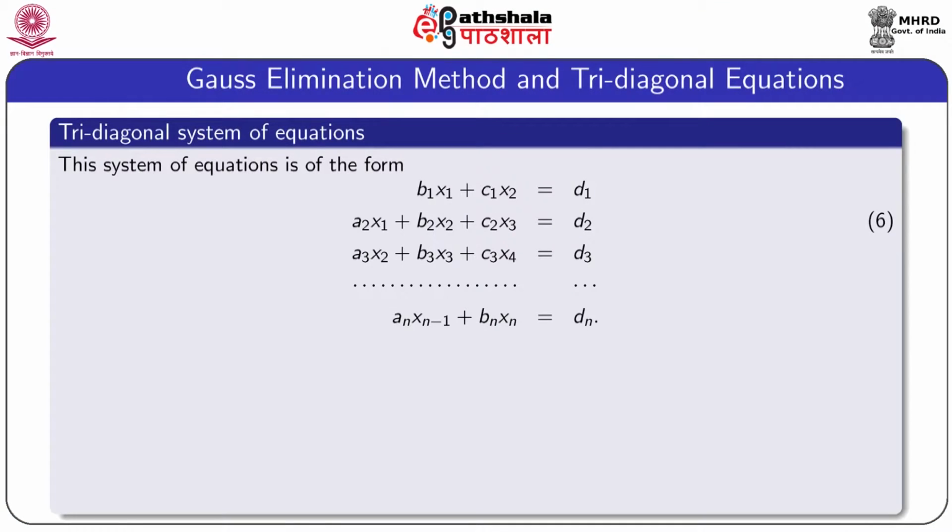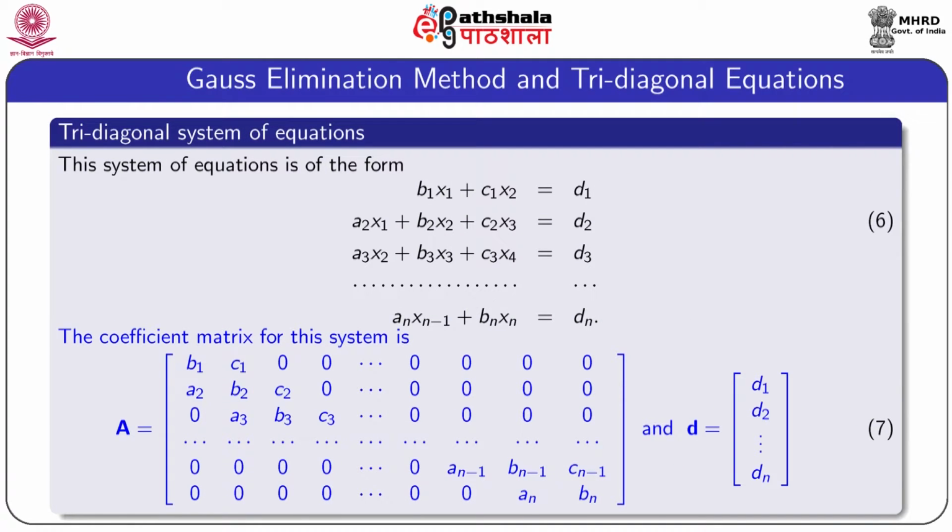Now we consider a tridiagonal system of equations. The following is the system of tridiagonal equations. Note that the first equation contains only 2 variables, x1 and x2. The second equation contains 3 variables, x1, x2, and x3. The third equation also contains 3 variables, x2, x3, and x4. But note that the first variable x1 is absent in the third equation, and the fourth variable x4 is included in the equation, and so on. Lastly, the nth equation contains the last 2 variables, xn minus 1 and xn.